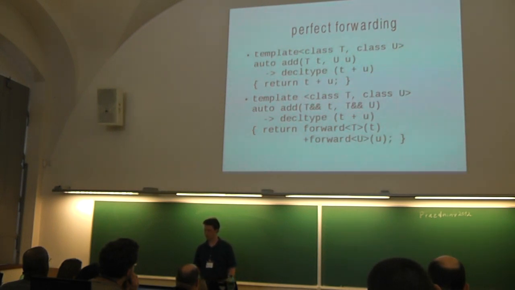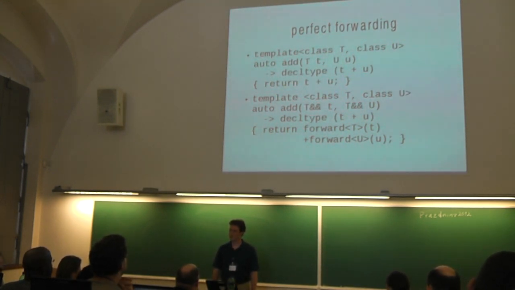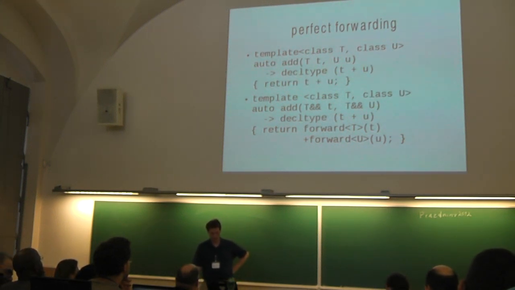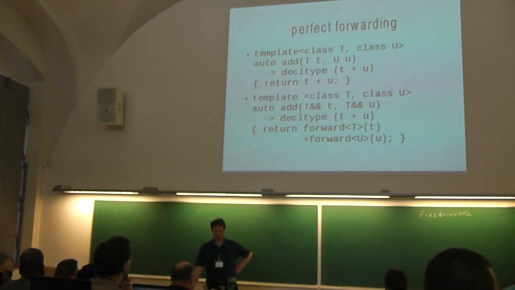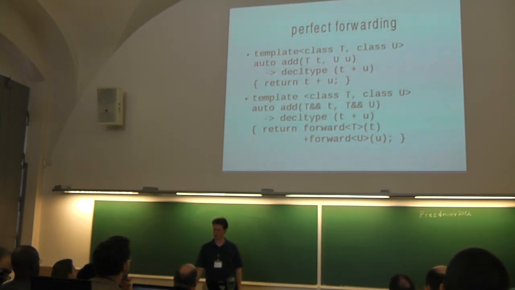What's the definition of the forward? It's complicated. Why is it necessary in this case? I don't see why it's necessary, why don't I just write T plus U? Because if you just write T plus U, then T and U are L values. And so you don't preserve the L value, R value distinction that the arguments to add have.